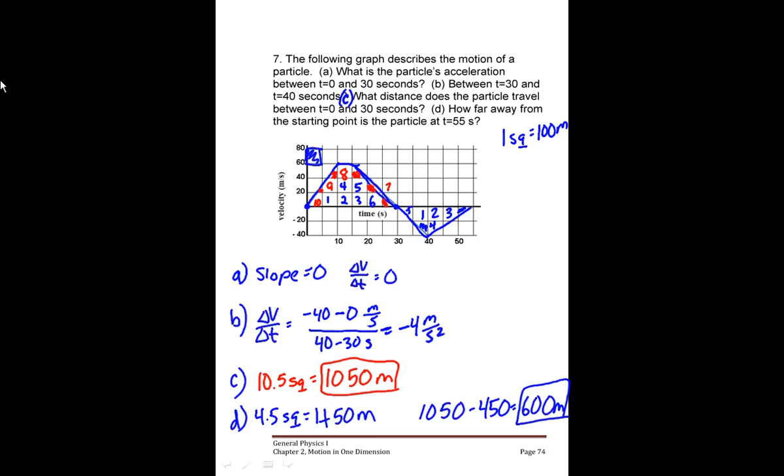Your answer might have been slightly different based on how you added up the area, but it should be pretty close to 600 meters.